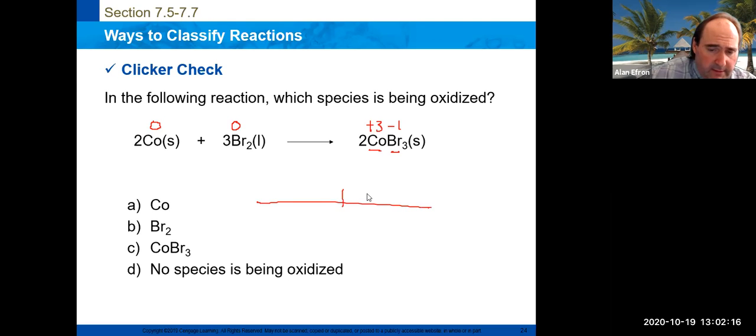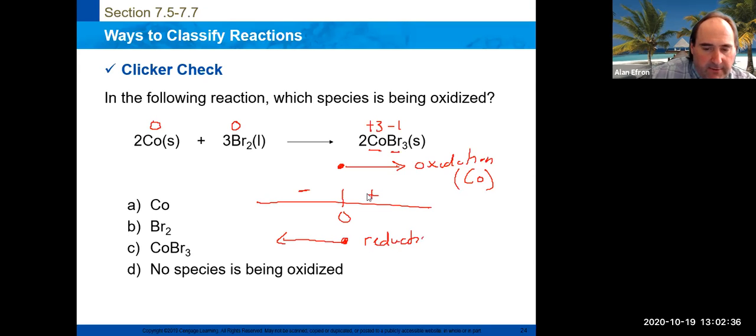So if we do our little number line here, and we look at the cobalt starting at 0 and ending at +3, it is going through oxidation, the cobalt. While the bromine here is starting at 0 and ending at -1, it is going through reduction, which is our Br2. So to answer the question, the substance that is being oxidized should be our cobalt. Any question in this case?